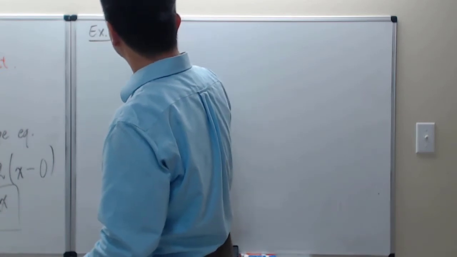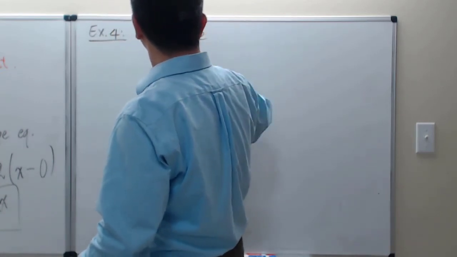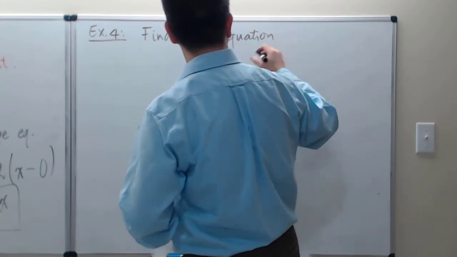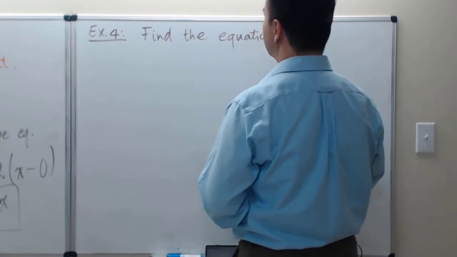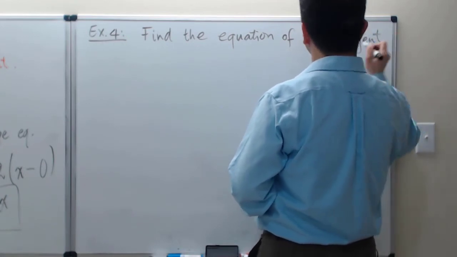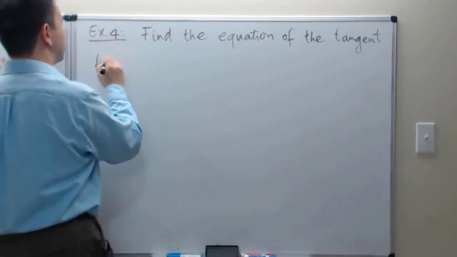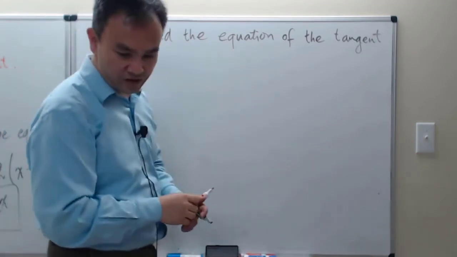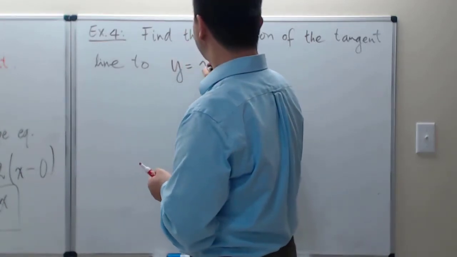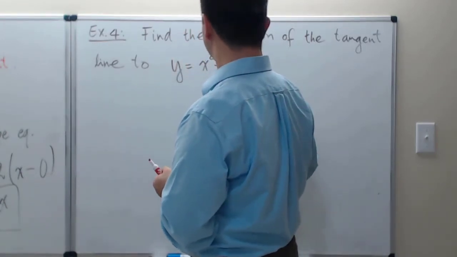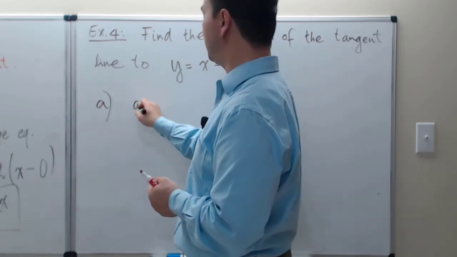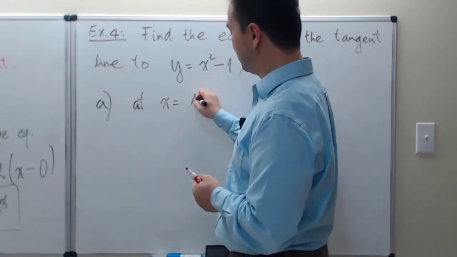Let's find the equation of the tangent line to, and our function given here is y equals x squared minus 1. Okay, but then I'm going to put a comma right there. I'm going to break it down to part A. How about at x equals 1.